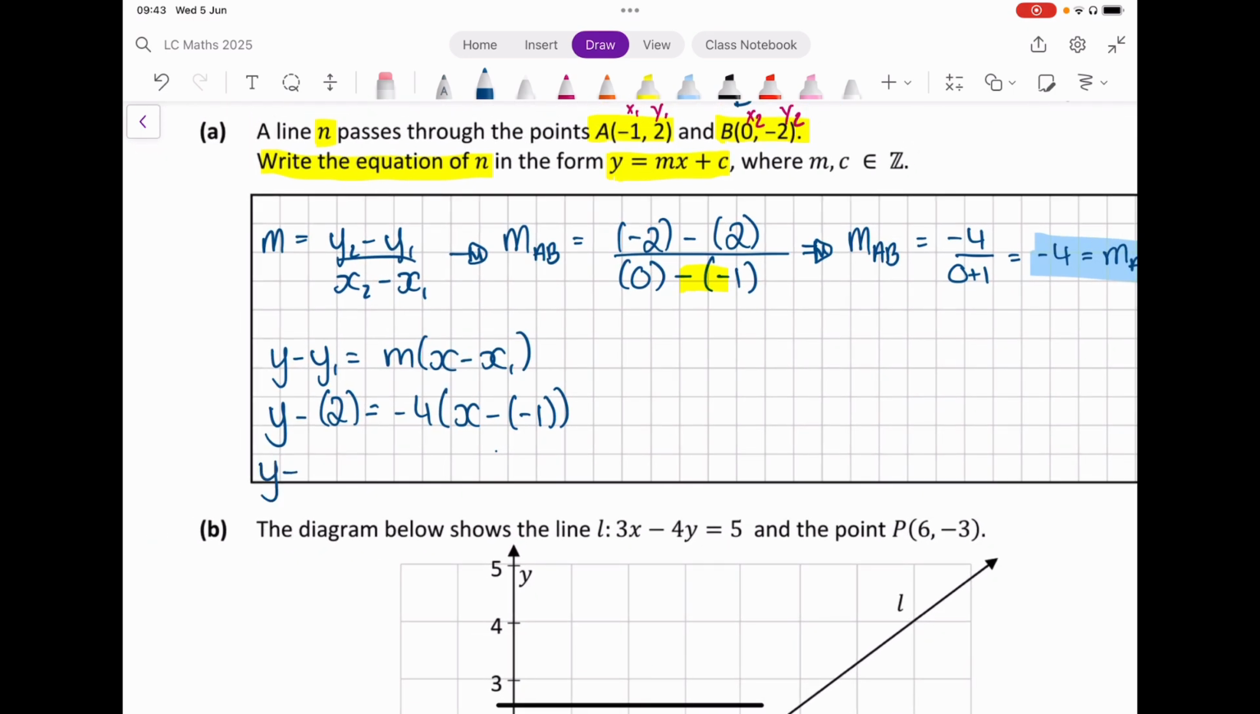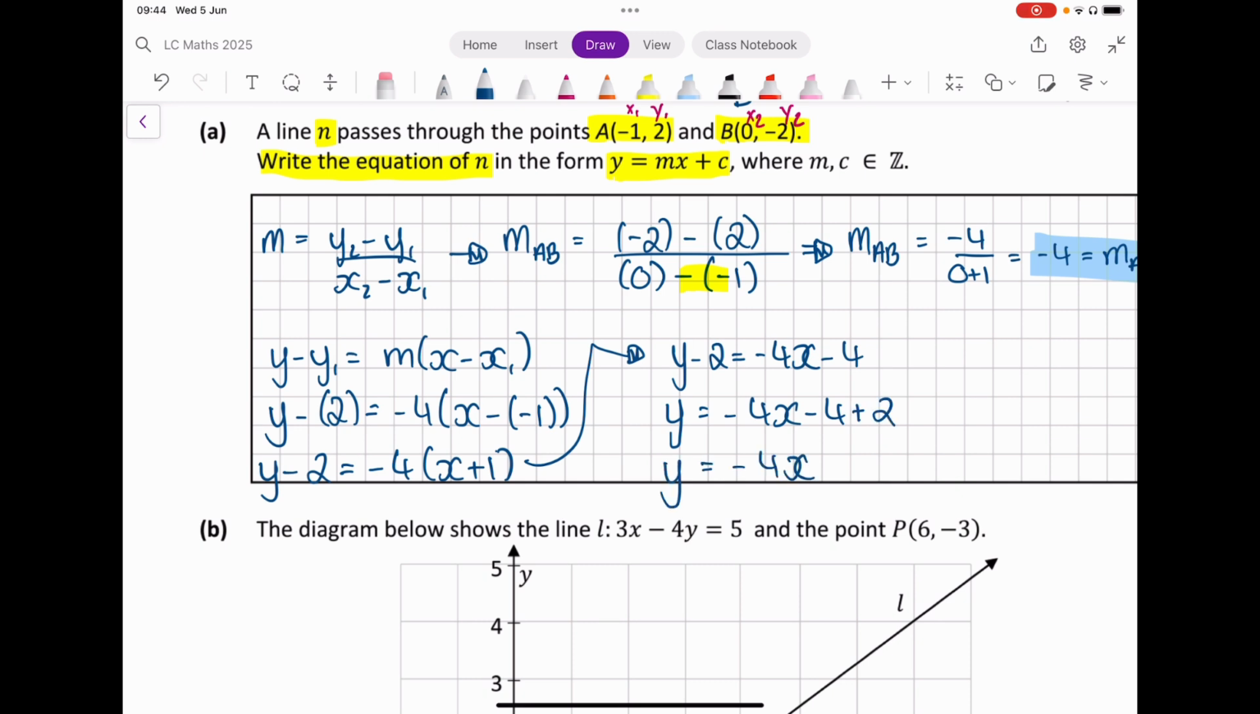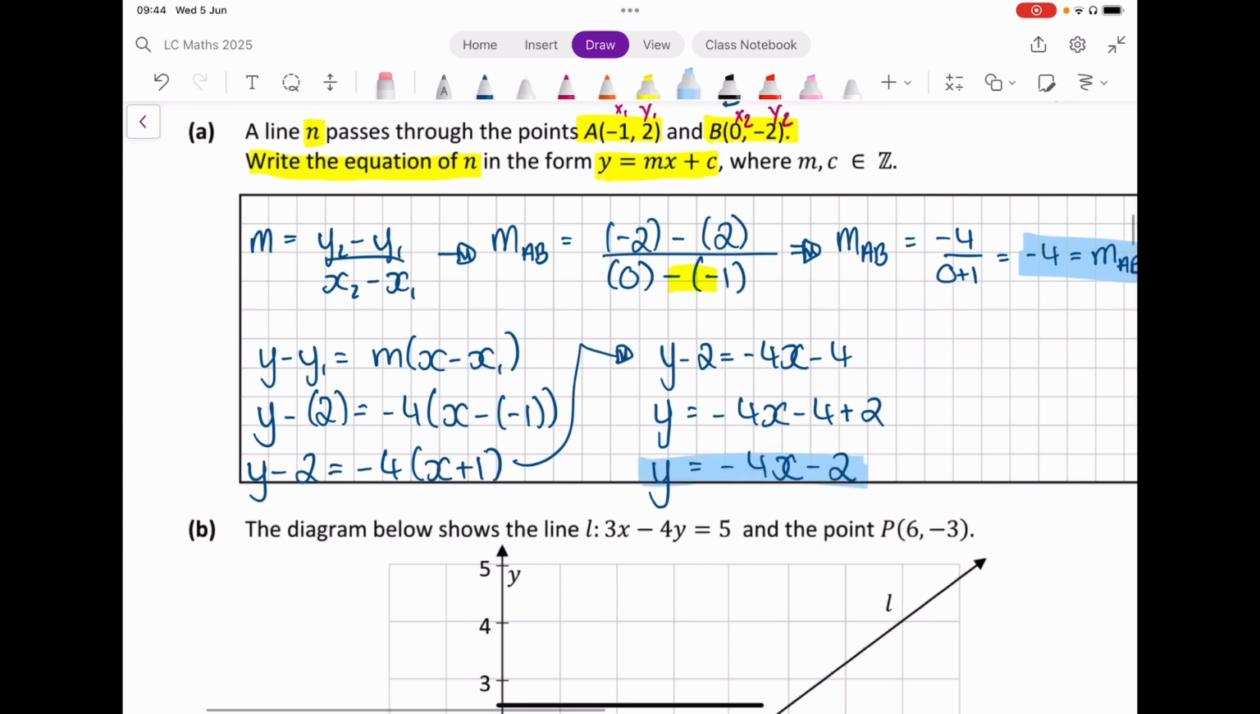So y minus 2 is going to be equal to minus 4 by x plus 1. And I'm going to bring that up here. So y minus 2 is equal to, we put that minus 4 into the bracket, so that's minus 4x minus 4. So y is equal to minus 4x minus 4 plus 2. So my y is equal to minus 4x minus 2. And that's in the form that the question asks for. So there's my answer there.